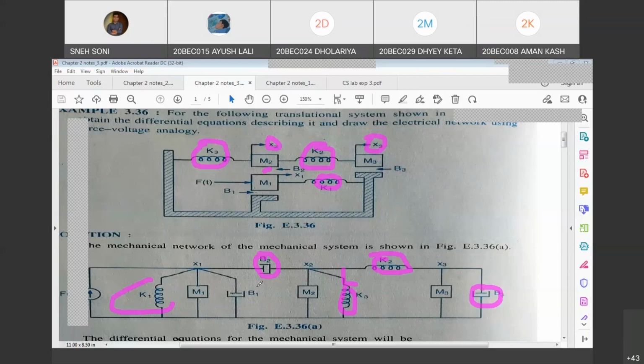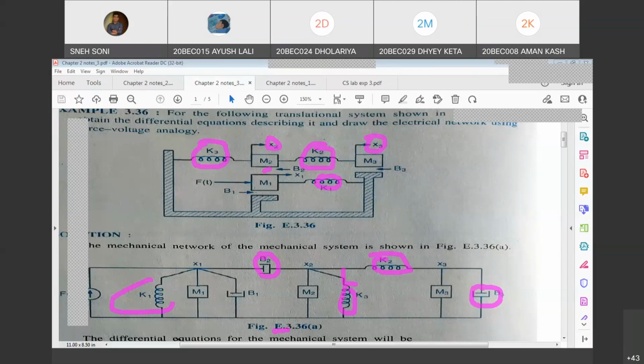Any query, students, in this figure? Any query in this? Anyone, any difficulty? Okay, fine. So that's clear.